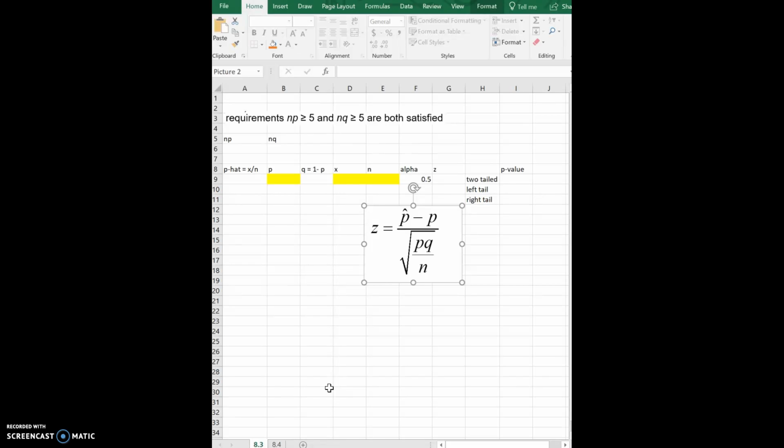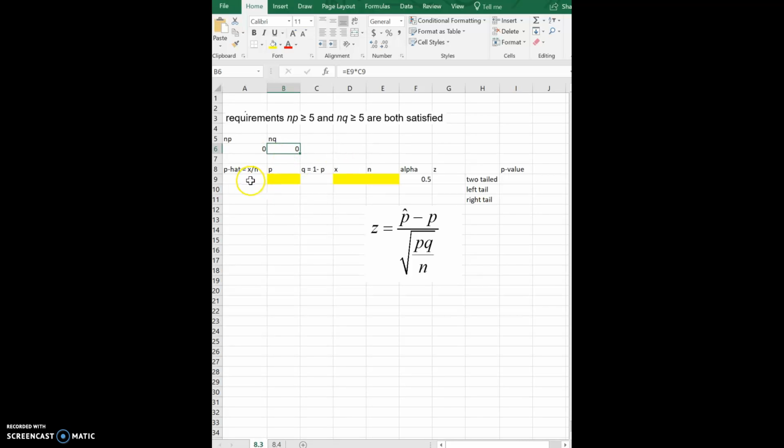Alright, so now that you have all of that done, we're going to go ahead and put in the formulas. So for n times p, remember that times is the asterisk. Always put in an equal sign. So equals n times p. And then you're going to check n times q. Equals n times q. Alright, and both of those have to be greater than or equal to 5 to be able to move on in your questions.